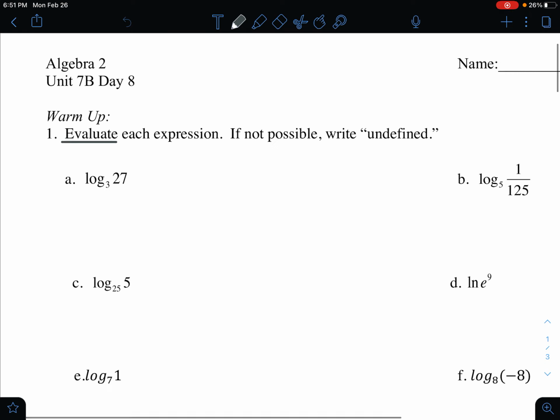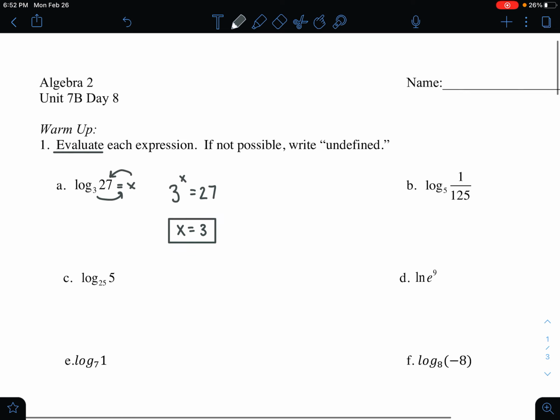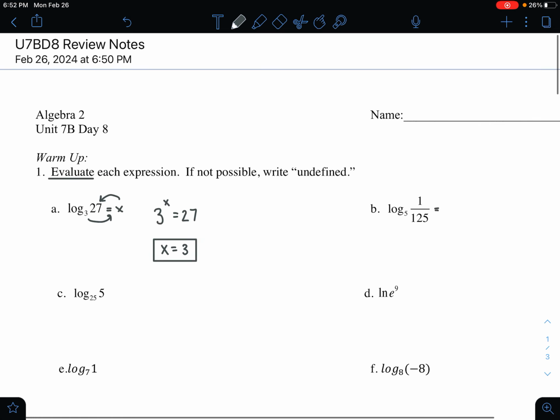So for these, we're asking to evaluate. Evaluate means a single number for our solution. So let's rewrite this as an exponential. So our base is 3, our exponent is unknown, and our answer is 27. So 3 to what power is 27? Well, 3 times 3 is 9. 9 times 3 is 27. So your solution is x equals 3. And then we're going to repeat that process.